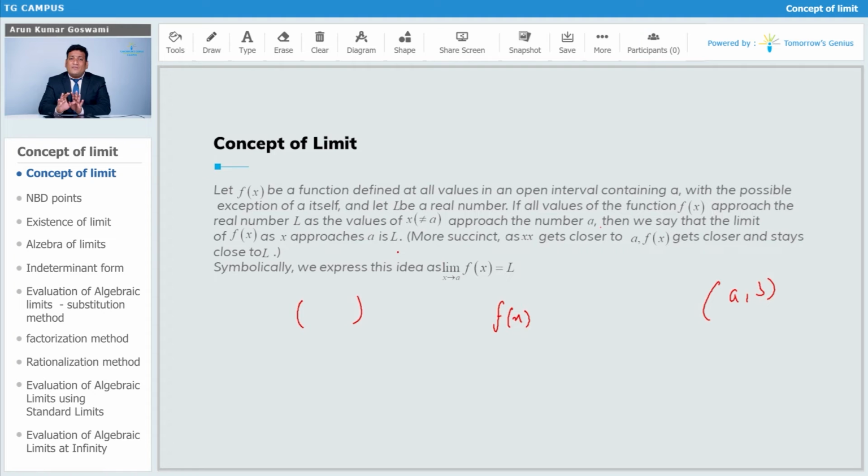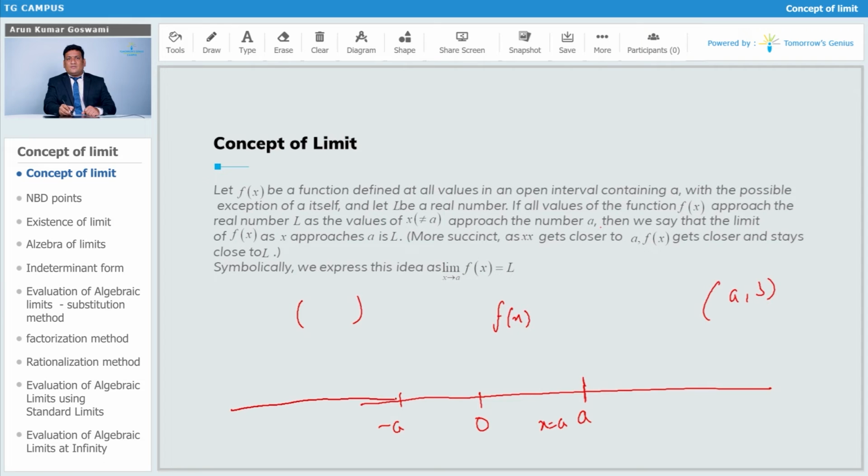Okay, I'll tell you in a very simple way. See here on the number line. I'll draw a number line here. This is 0. Here I have some negative value, and this is some positive value, x is equal to a here. And this number line is going from minus infinity to positive infinity.